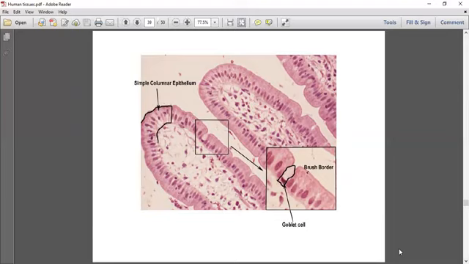Enlargement of the previous slide indicates simple columnar epithelium: the apical surface, the basal surface, the goblet cell, ovoid nuclei located at the same plane, and the striations at the apical surface called brush border, which is an extension emerging out of the cell surface. We call it striations or a brush border.